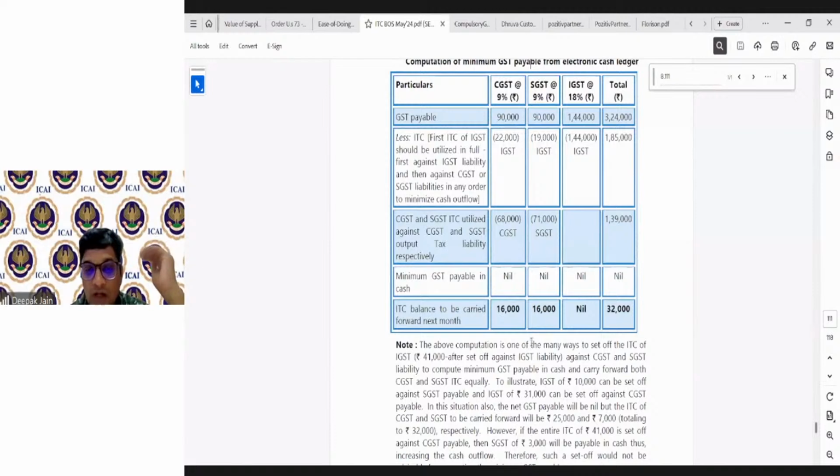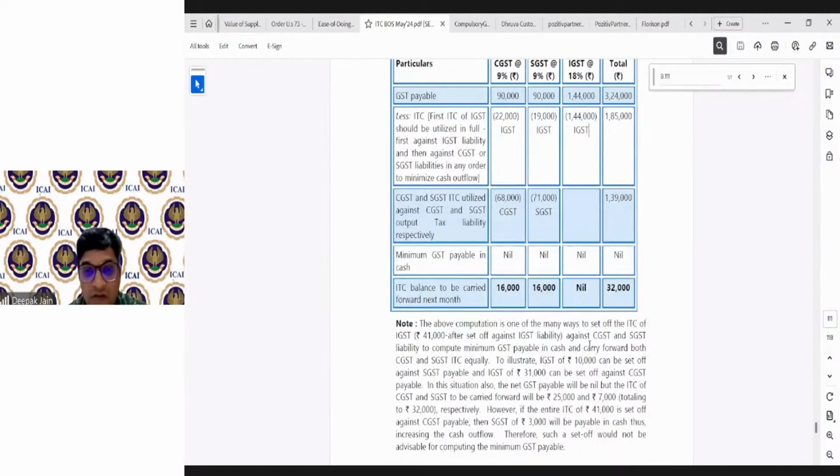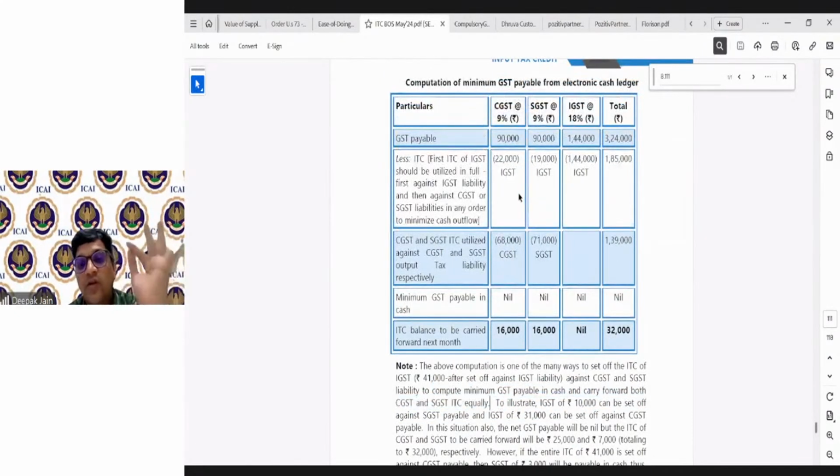Okay, how does that operate: out of 1,85,000 credit, 1,44,000 is utilized here. Balance of 41,000 you can apportion in any order among CGST and SGST, not necessarily equally. It can be in any order, any percentage. The set off of 41,000 against CGST and SGST liability in cash and to carry forward both CGST and SGST ITC equally. Okay, because you have to utilize the IGST in such a manner that you can utilize whatever is your CGST and SGST credit respectively.